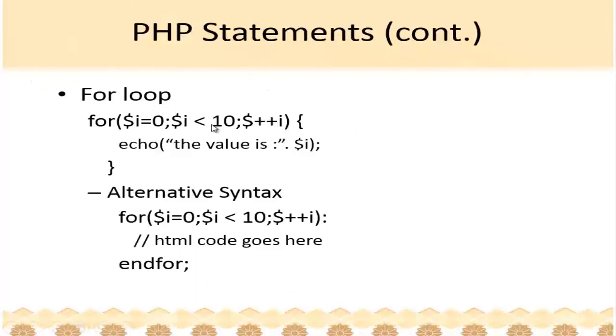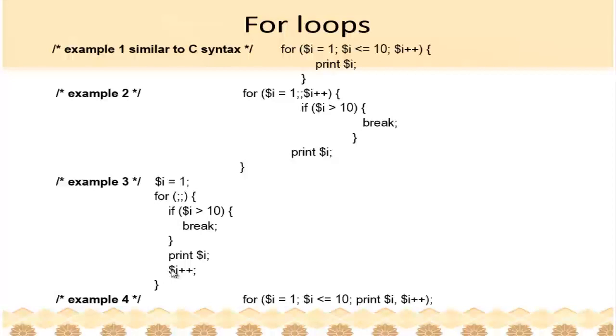So you have i equal to something, and you do this one. Again, the same syntax is valid. If you put the colon here and end for, it's the same as not putting the flower bracket. That is valid in this case also.